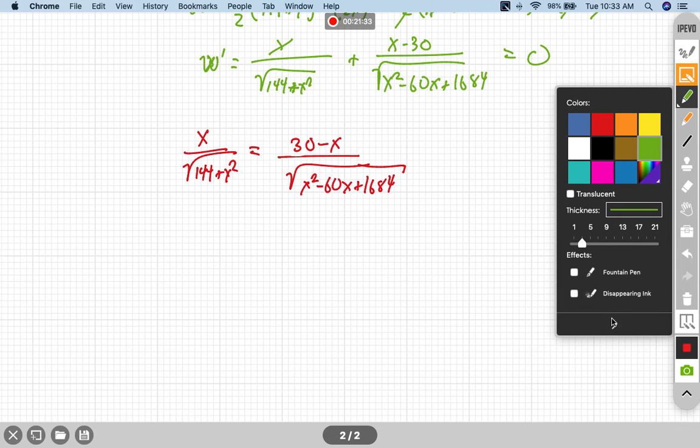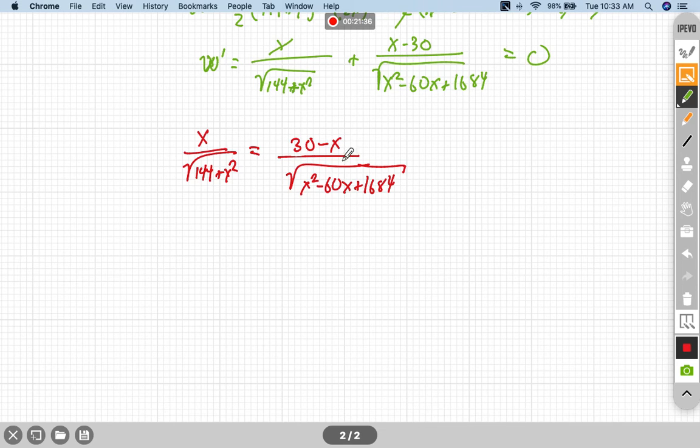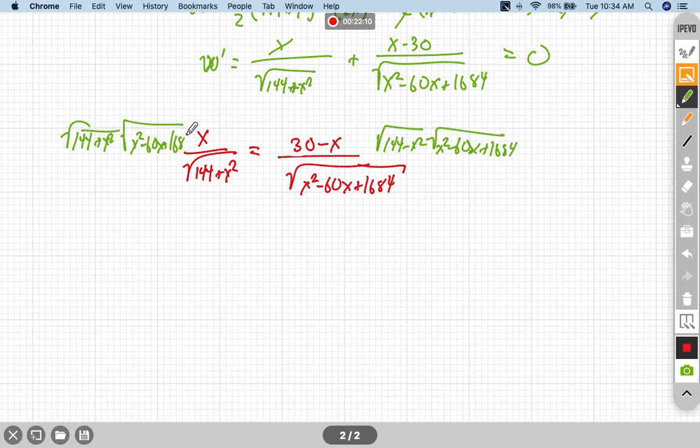Then I'm going to multiply through by my common denominator, which is going to be the square root of 144 plus x squared times the square root of x squared minus 60x plus 1684. And those cancel and those cancel.